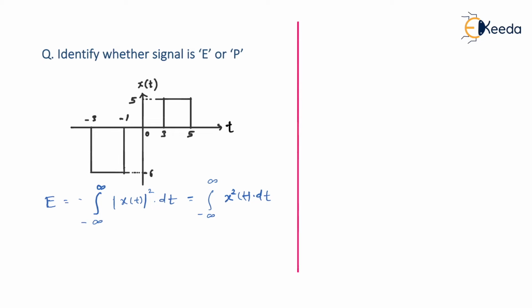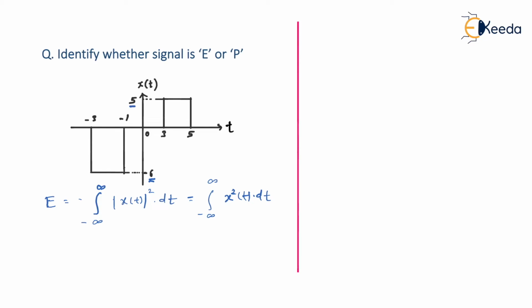And how do we understand whether it is a real signal or not? Just by looking at the amplitudes. As you can see, its possible amplitude can be 5 or minus 6. So nowhere is the amplitude going imaginary. So the absence of a j term indicates it's a real quantity. So let us solve this integration now.